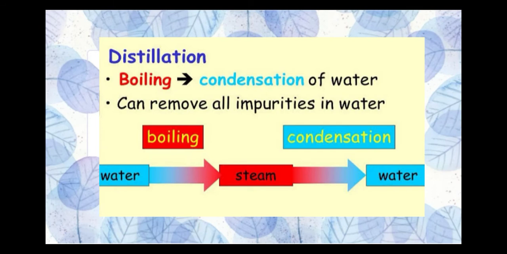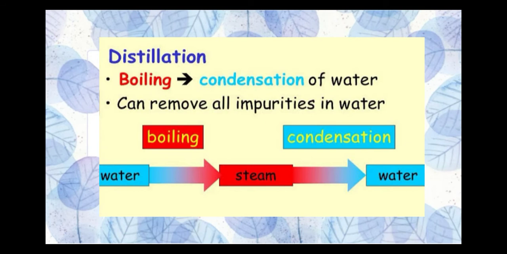Distillation involves the processes of boiling and condensation of water, both the methods. First we will boil the water, means we will boil the salt solution, and then we will collect the vapors of water by the method of condensation. It can remove all impurities in water. In distillation, impure water is heated in a flask. Then it will become steam and the vapors will be collected in a separate flask. So in this way we can achieve both the things.